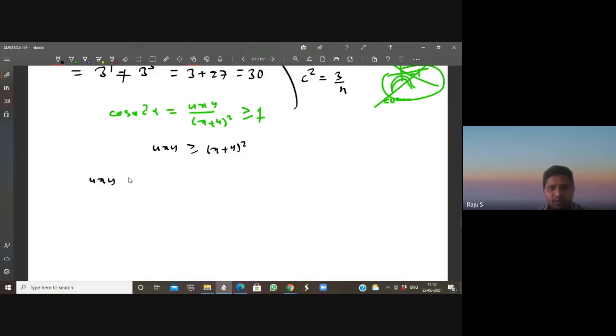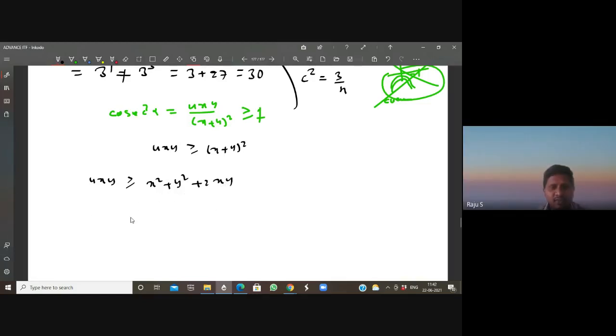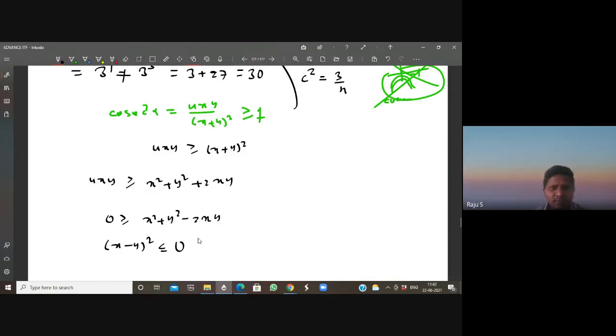4xy. Okay, do it faster. Time is over. That will become x minus y the whole square, sir. Okay, you can take your 4xy to the right side. So 0 greater than or equal to x square plus y square minus 2xy. So that is nothing but x minus y the whole square lesser than or equal to 0. Sir, is lesser than 0 possible? You can give any value to x and y, it will be a square. Square should not be negative.